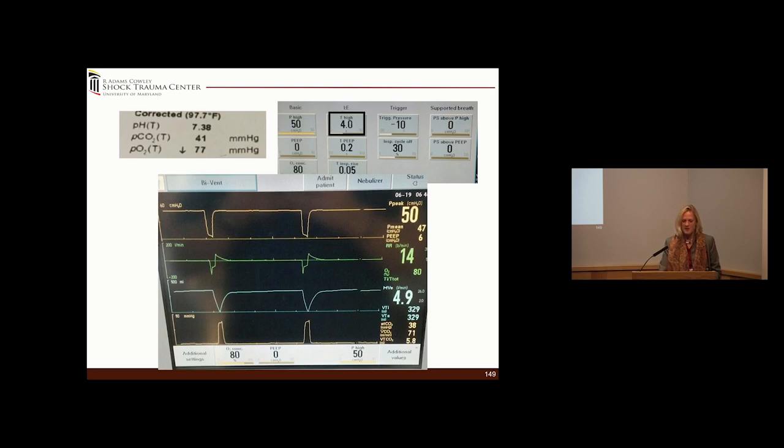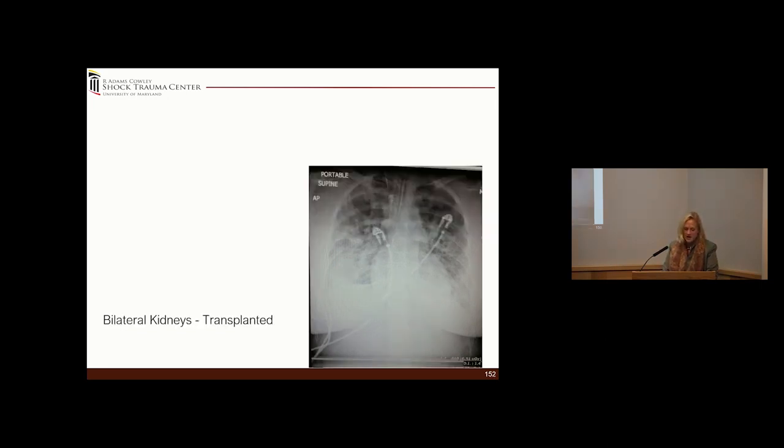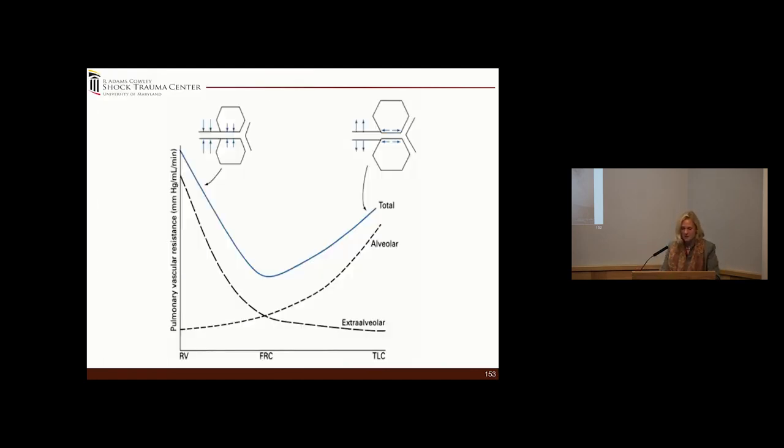So this unfortunate patient, this was 12 hours. You remember the original chest x-ray, 12 hours. And she was an organ donor. But the really important thing here is that she was able to transplant kidneys. Any other time they were ready to withdraw, with that blood gas and that chest x-ray, nobody was willing to roll up their sleeves and get in there. And she was able to donate both kidneys.